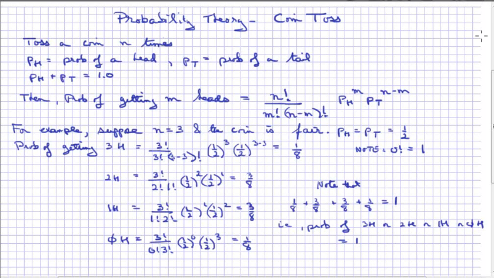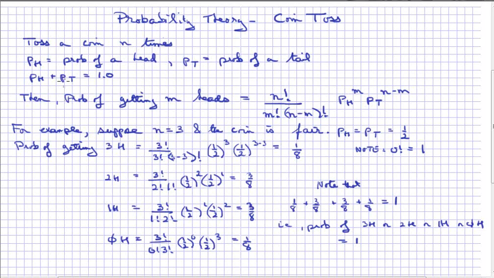This is a short video on probability theory for coin tossing. Say that you toss a coin n times. So n would be 1 or 2 or 3 or 4, a natural number. And say that p sub h is the probability of a head on a single toss, and p sub t is the probability of a tail on a single toss.